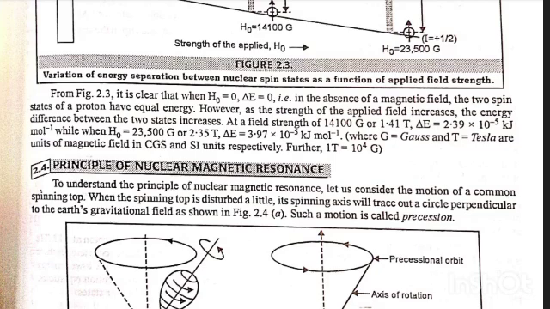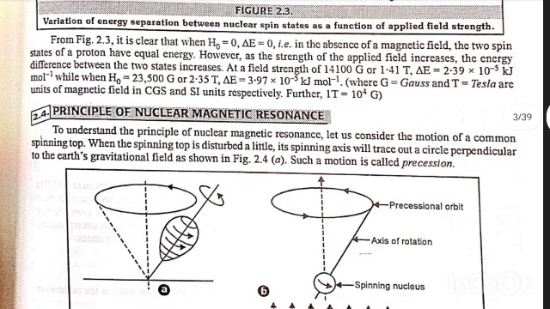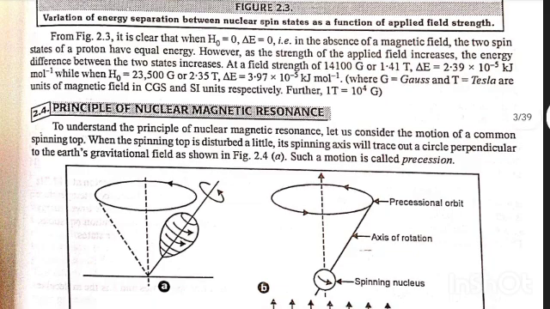At a field strength of 14,200 Gauss or 1.41 T, delta E is equal to 2.39 × 10^-5 kilojoule mole inverse, while when H naught is equal to 23,500 G or 2.35 T, delta E is equal to 3.97 × 10^-5 kilojoule mole inverse, where G is Gauss and T is Tesla, units of magnetic field in CGS and SI units respectively. Further, 1 T is equal to 10^4 Gauss.